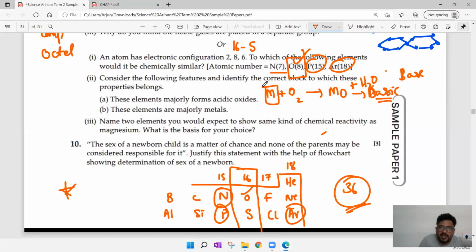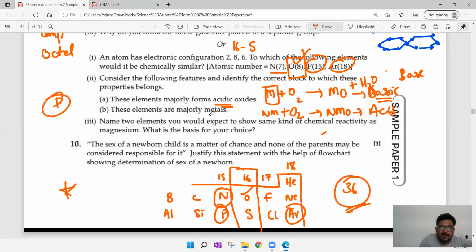Consider the following features and identify the correct block to which these properties belong. These elements majorly form acidic oxides. Metals form basic oxides, and if a non-metal is burnt in the presence of oxygen, we will get non-metal oxides, and non-metal oxides are acidic in nature. Where will we get non-metal oxides? If you observe, all non-metals will be in the P block. So the answer is P block.